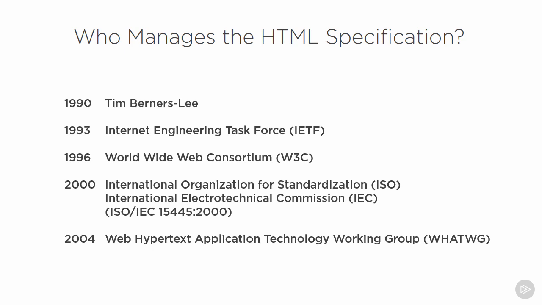This group was called the Web Hypertext Application Technology Working Group. This group formed in response to the slow development of web standards by the W3C. The group started working on HTML 5.0, which was adopted by the W3C as the way forward and became a joint deliverable of the W3C and the Web Hypertext Application Technology Working Group.